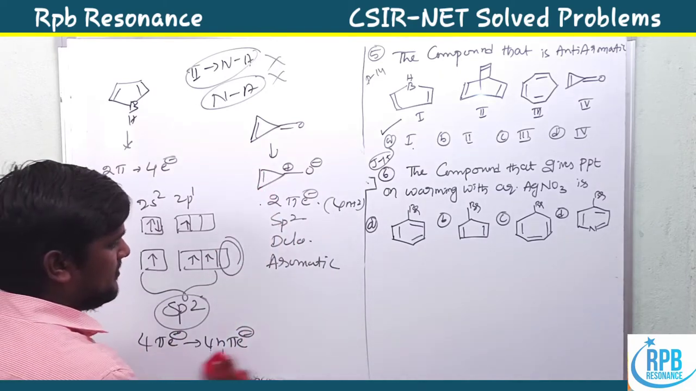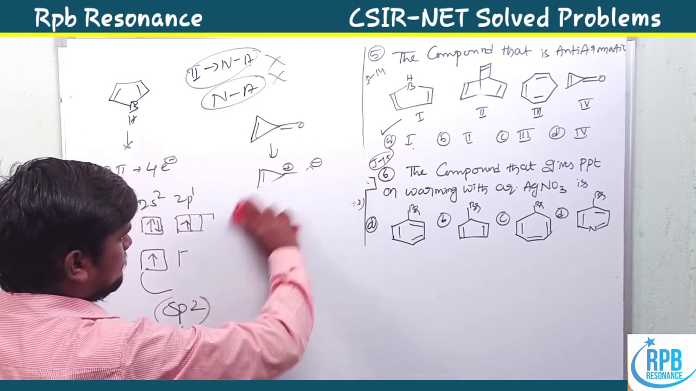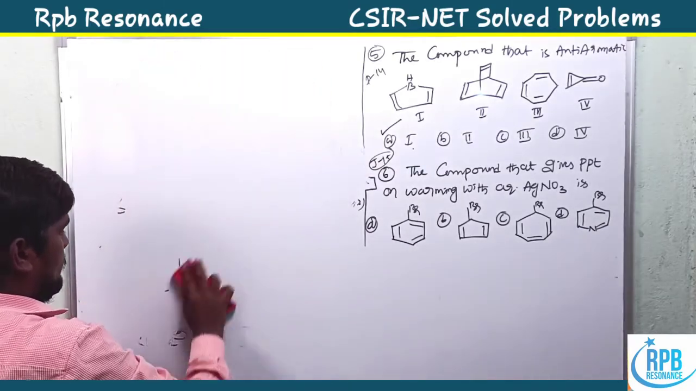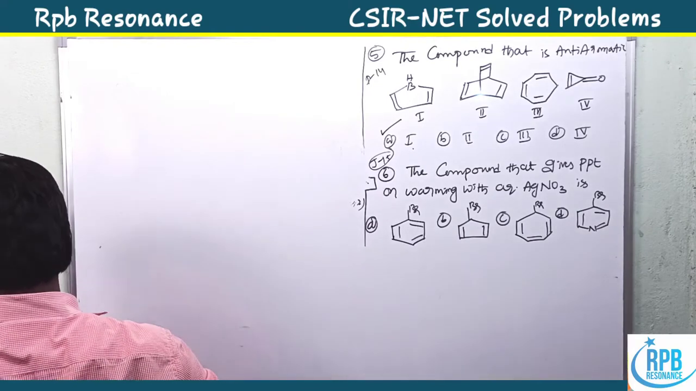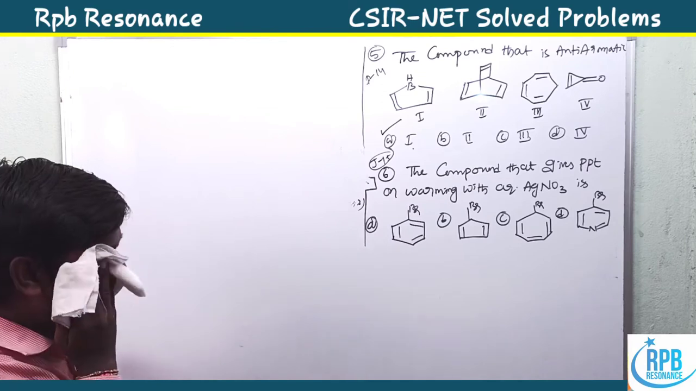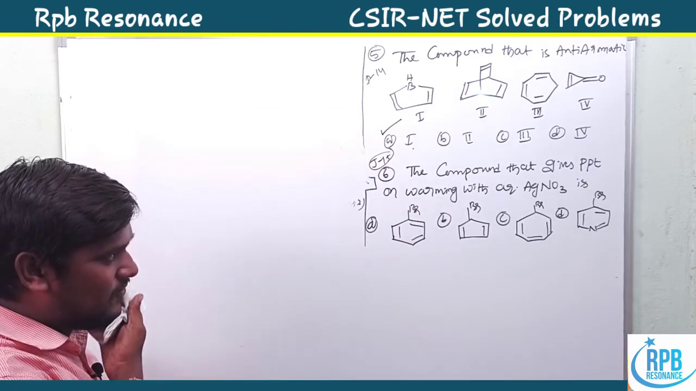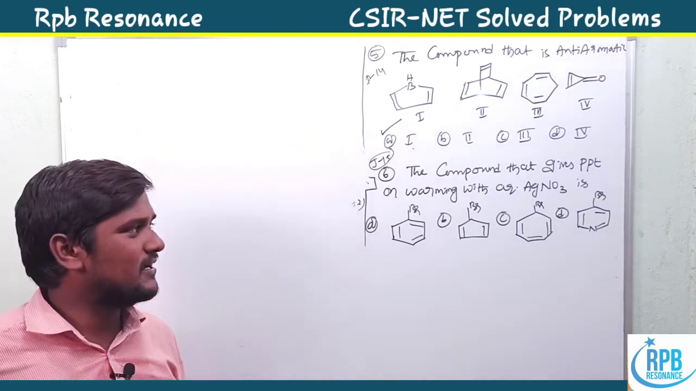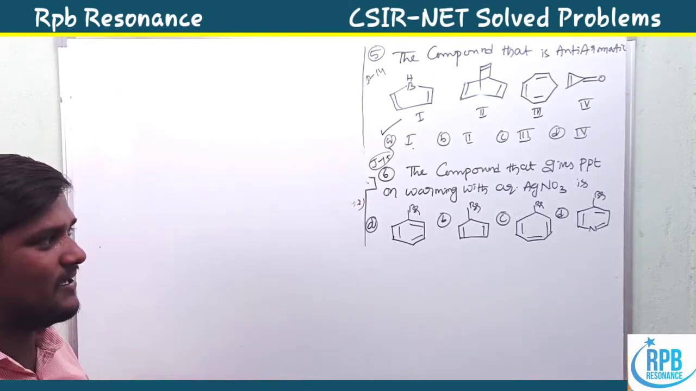Now let's move on to problem number 6. This is a very interesting problem. What is the compound that gives a precipitate on warming with aqueous AgNO3? Which compound will readily give the precipitate on warming with AgNO3?